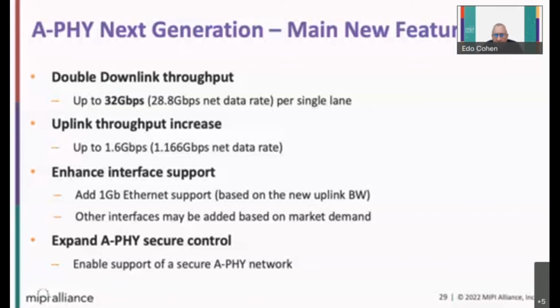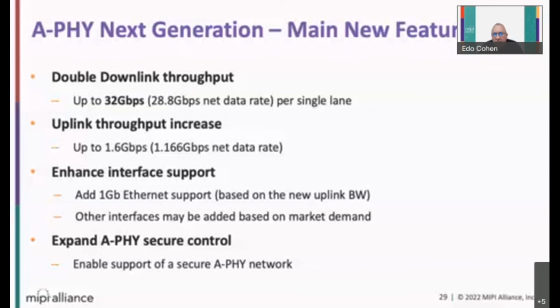The third item, which is not a specifically PHY related item, but is more of the overall MASS capabilities, is updating the adaptation layers that are currently available. So the A-PHY 1.1 added support for an adaptation layer of Ethernet that supports up to 100 megabits per second solutions, and was mainly aimed at display use cases where such interfaces were indicated as needed.